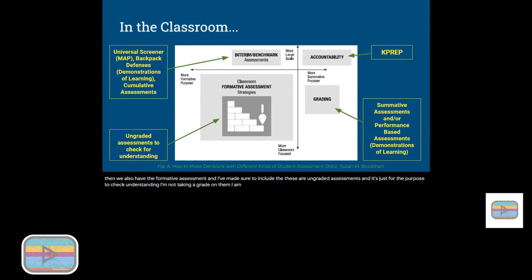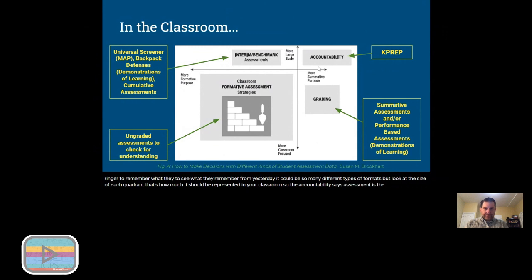I am just maybe observing. Maybe the students do an exit slip. Maybe there's a bell ringer to see what they remember from yesterday. It could be so many different types of formats, but look at the size of each quadrant. That's how much it should be represented in your classroom. So the accountability assessment is the smallest. That's because it happens one time a year at the end of the year. So we should not see people teaching to the K-Prep in essence, because that is one small data point.